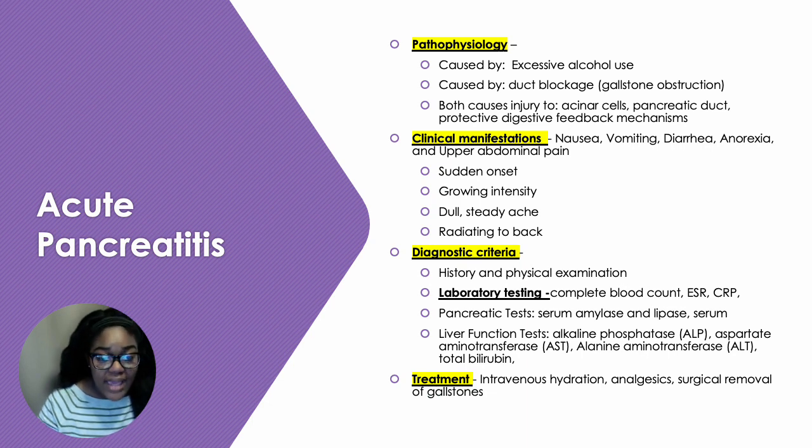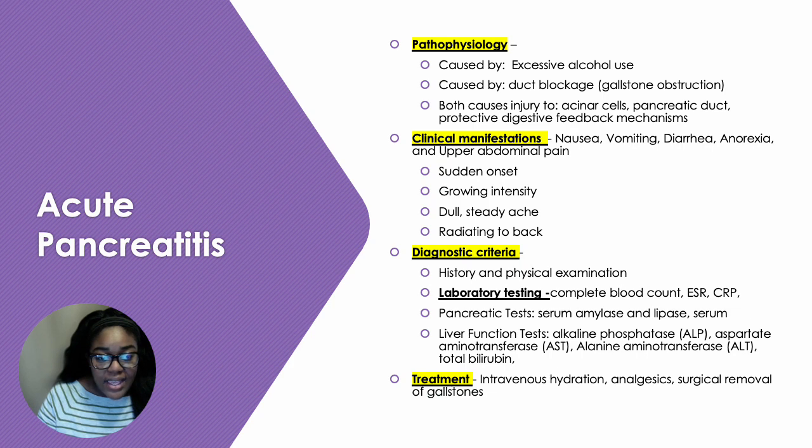We have our pancreatic test, which involves the serum amylase and the lipase. And we also have the liver function test, which includes your alkaline phosphatase, your aspartate transaminase, and your alanine transaminase. So these are for short called your ALP, your ALT, and your AST. So elevations in all of these liver function tests would indicate some sort of liver dysfunction.